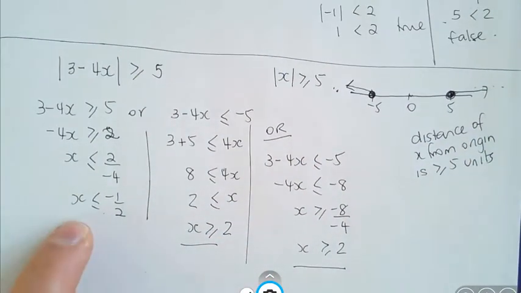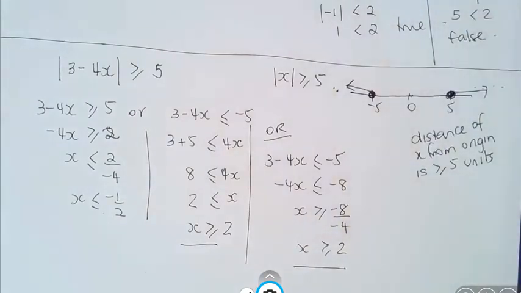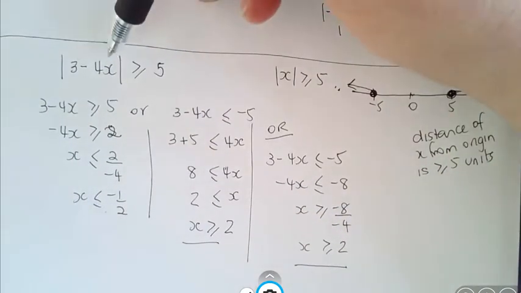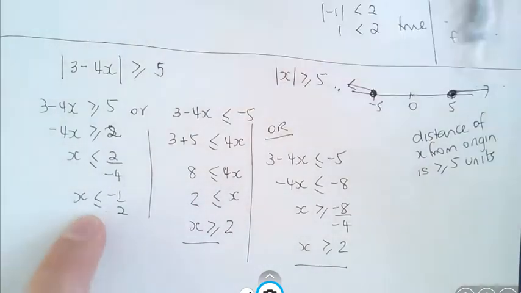So we've got two solutions. X is less than or equal to -1/2, or x is greater than or equal to 2. You can have a quick check. Let's look at x is 5: 4 times 5 is 20, 3 minus 20, that's -17. Absolute value of that is 17, greater than or equal to 5. Great. Give me a value here that I could try.